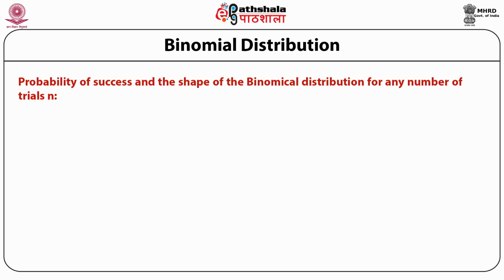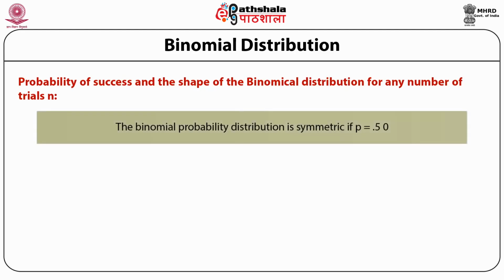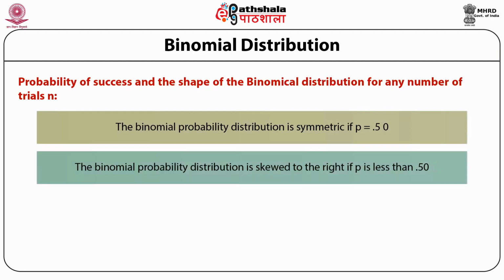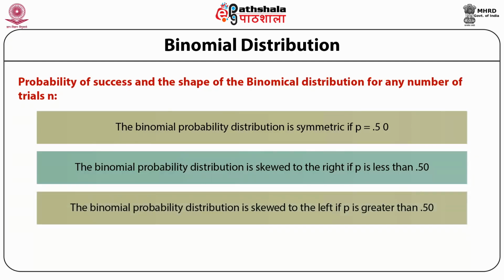For any number of trials, the binomial probability distribution is symmetric if p is equal to 0.5. The binomial probability distribution is skewed to the right if p is less than 0.5. The binomial probability distribution is skewed to the left if p is greater than 0.5. These are 3 important points in binomial distribution.